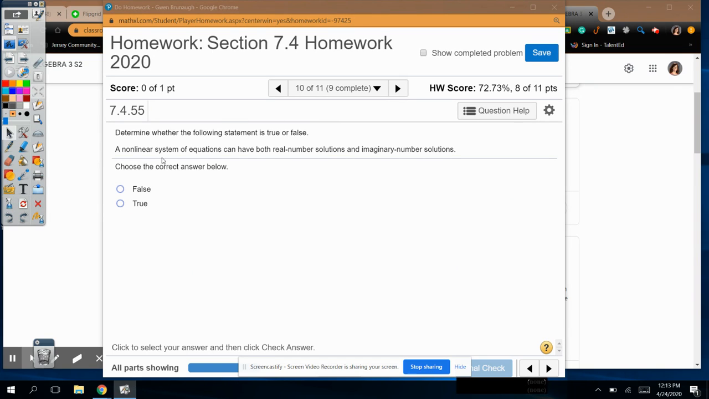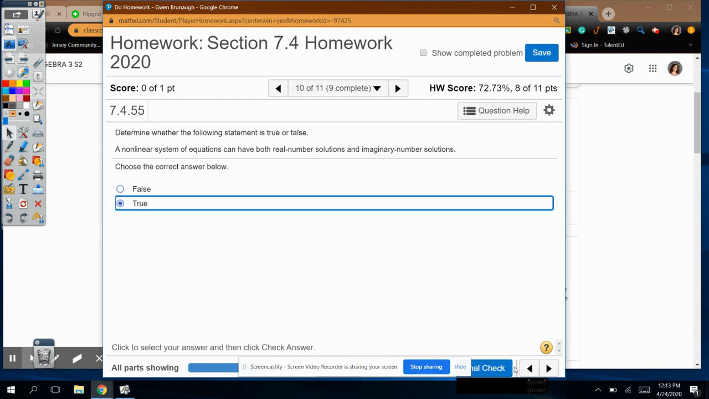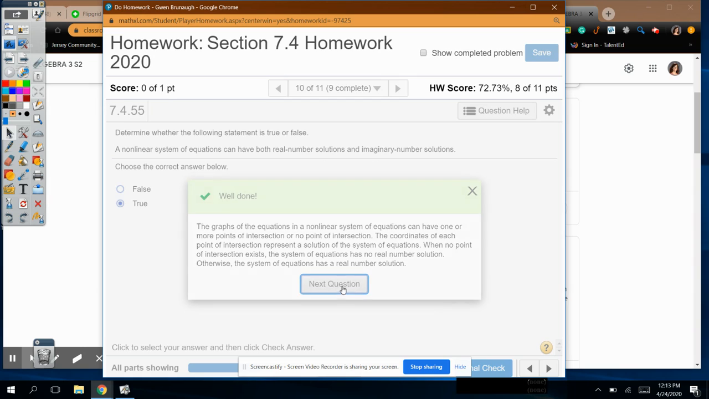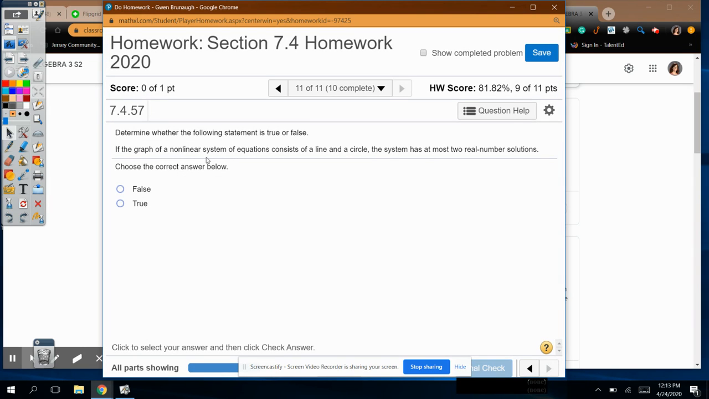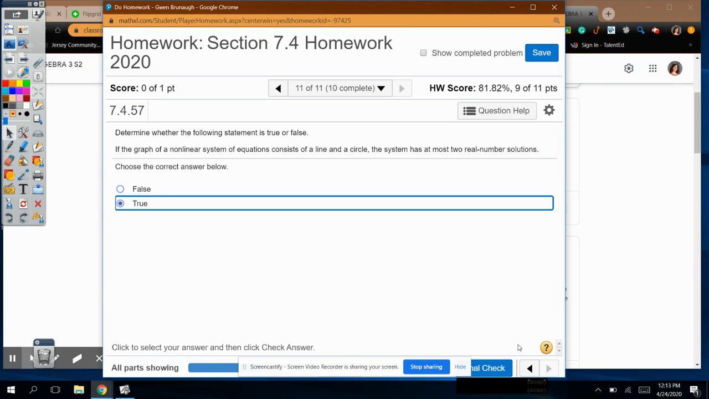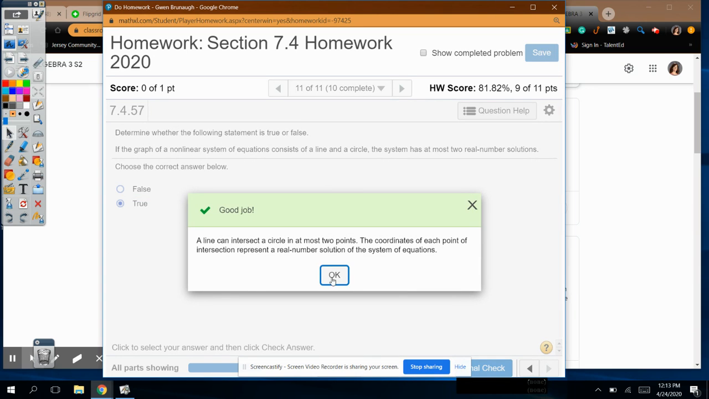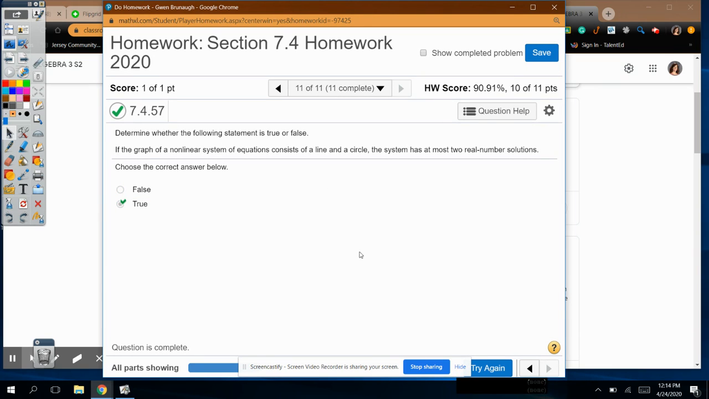Okay, what do we got? True or false? If you have a nonlinear system, can you have real number solutions and imaginary solutions? Yeah, we just did. Okay, and if you have a graph of a nonlinear system, a line and a circle, you can have two. That's true, right? A line can touch a circle twice. It could touch it once or not at all, but it definitely could touch it twice. Okay, so that's it. We didn't do that one, so we're looking at 90%. You guys can do that.